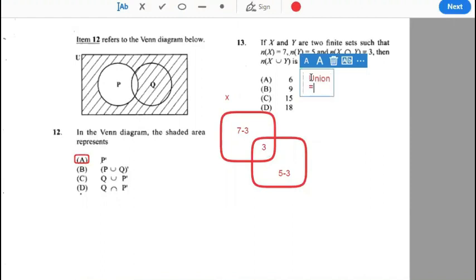It is equal to 7 minus 3 plus 3 plus 5 minus 3, which is equal to, let's just put these in brackets and work them out and then add. So 7 minus 3 will be 4, plus 3, plus 5 minus 3, which is 2, and our answer is 9. So our answer for this is B.